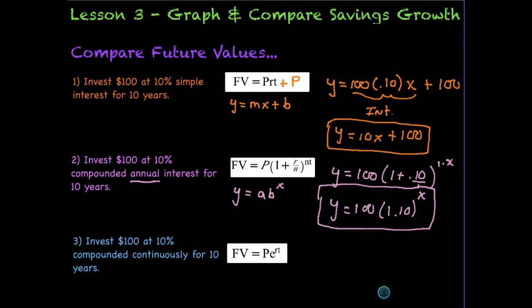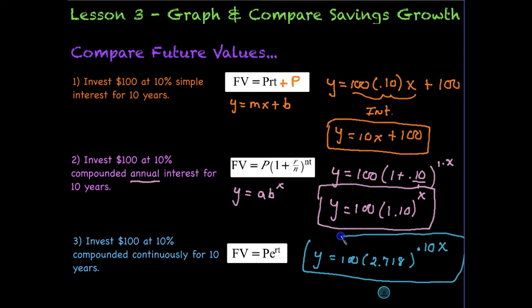Okay, on to our last problem here. We're going to invest that same $100 at 10%, but now we're going to compound it continuously over 10 years. Again, we are trying to use the y equals ab to the x. So we have y is equal to 100. And then let's go ahead and fill in a number for e. The 2.718 is our number, raised to our rate, which is 0.10, 10%, times x. And now we've already written this in this y equals ab to the x form. So this is the equation that we will graph when we are graphing continuously compounding interest.